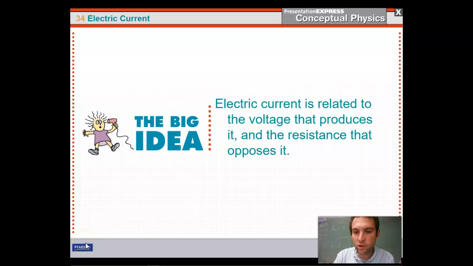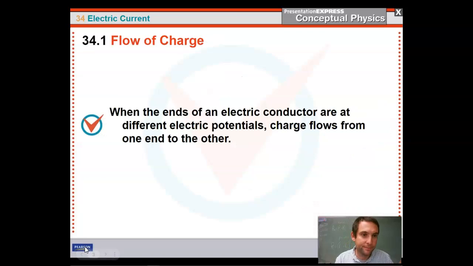All right, let's talk about electric current. Current is related to the voltage that produces it and the resistance that opposes it. We did something in class where we were all charges and we were walking through the path. And depending on the speed that we were, was the amount of the current.